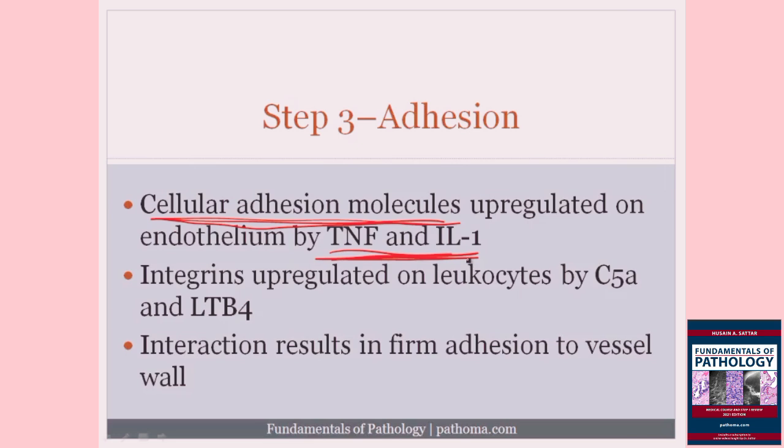And the integrins are upregulated by C5a and LTB4. But that's not hard to remember because do you remember what are our key four molecules that bring in the neutrophils? Very good. C5a, LTB4, IL-8, and bacterial products. So it's not hard to remember that the molecules that help to activate and draw in the neutrophils are going to be the same molecules that are going to activate the neutrophils at this particular phase of adhesion. And it's this firm interaction between cellular adhesion molecules and integrins that then results in a firm adhesion to the vessel wall. I'm going to draw this for you because, again, it's very high yield.